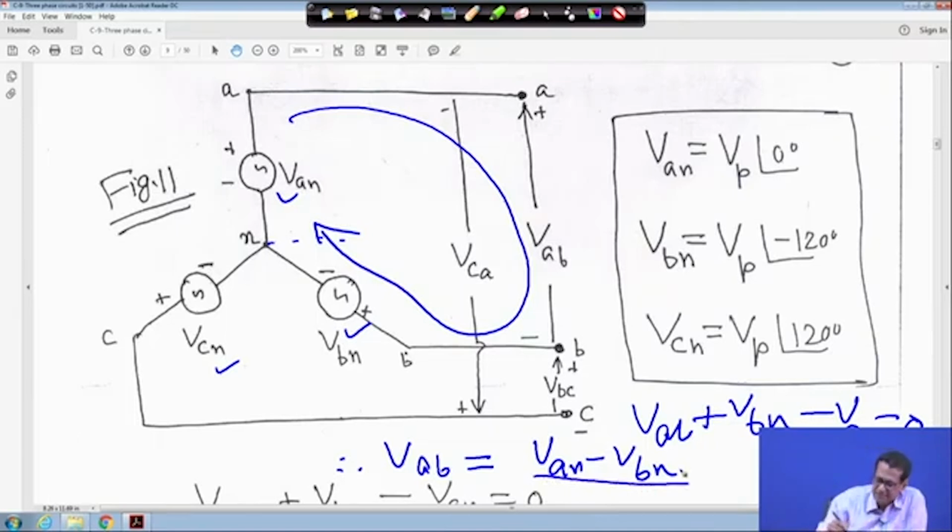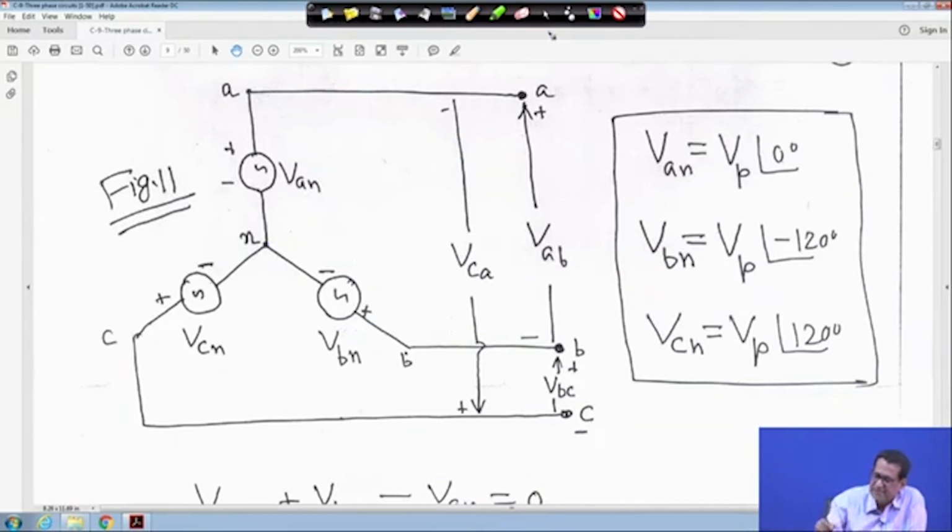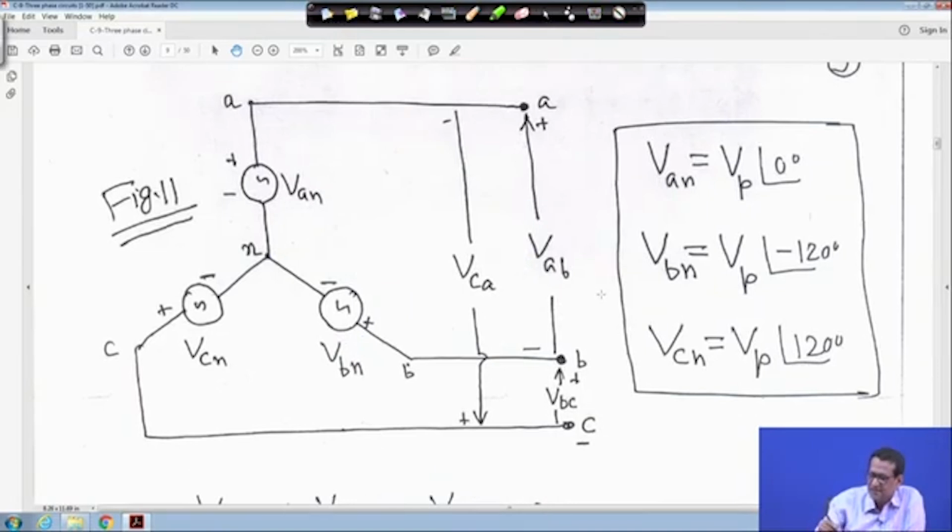That means this voltage A to B, we call line to line voltage, because this is line, this is line and this is also line. So A to B is a line to line voltage, right. And when you call VAN, VBN, VCN, it is line to neutral, that is the phase voltage, and this is called line to line voltage, VAB, VBC, VCA. Similarly, you can create the other two meshes and apply the KVL.